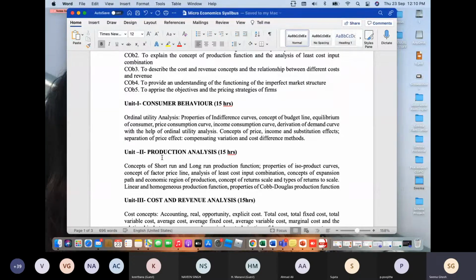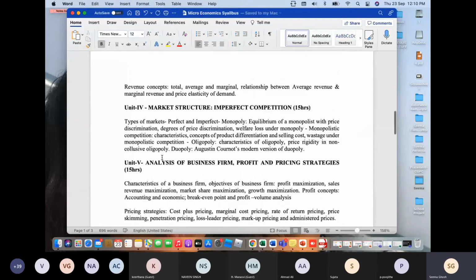Then we will find out what is the least cost input combination. And then the concept of expansion path, economic region of production. Then we have the law of returns to scale, what are the different types of returns to scale. And we will also be talking about the last, which is the properties of Cobb-Douglas production function. So all these topics we will be taking under production analysis.